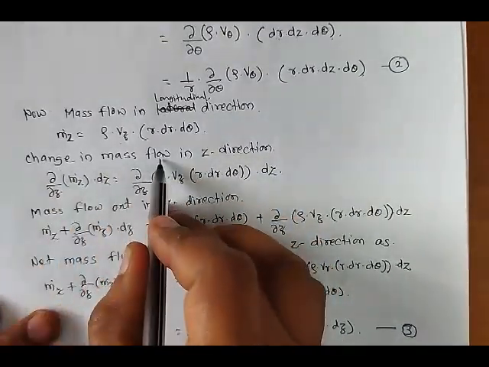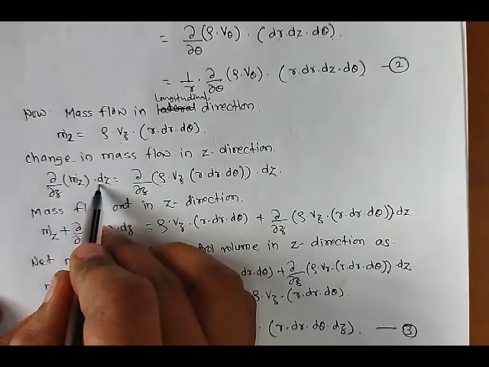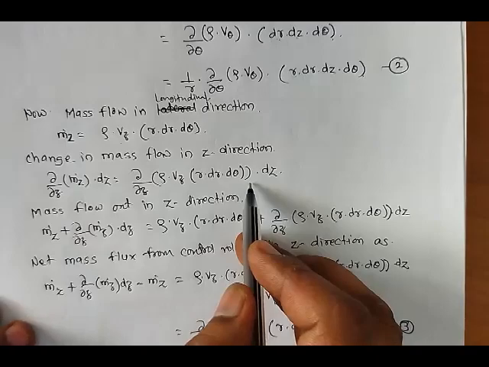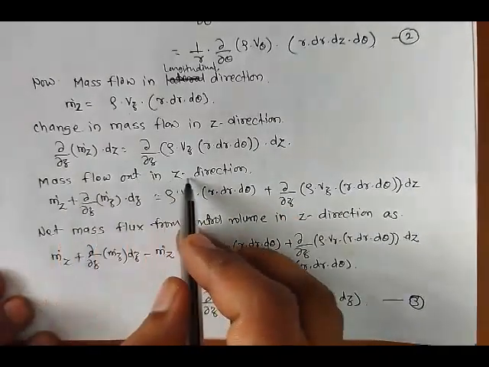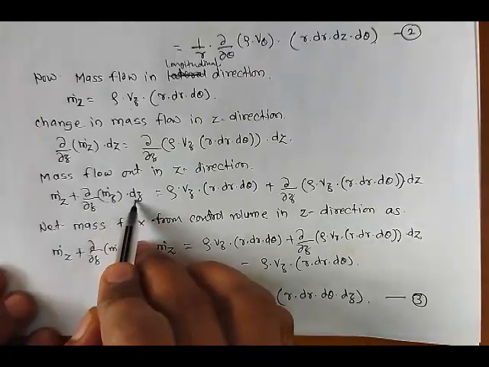Now the change in mass flow in the z direction is ∂/∂z of m dot z into dz. In that we have just substituted this value here. Now next one, mass flow out in the z direction. This is again m dot z plus ∂/∂z of m dot z times dz.